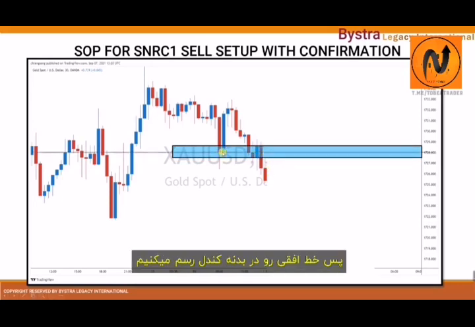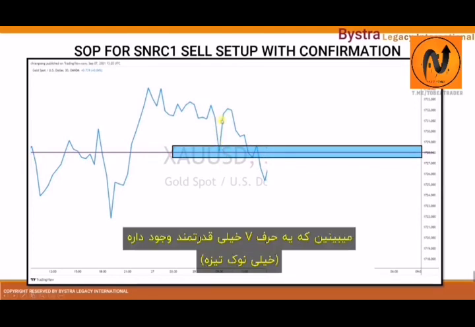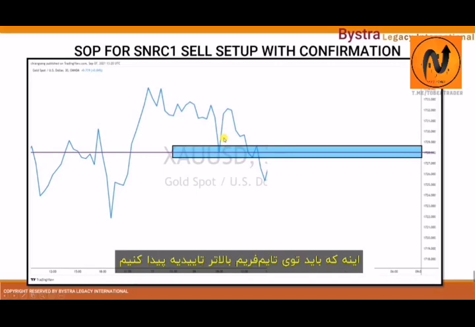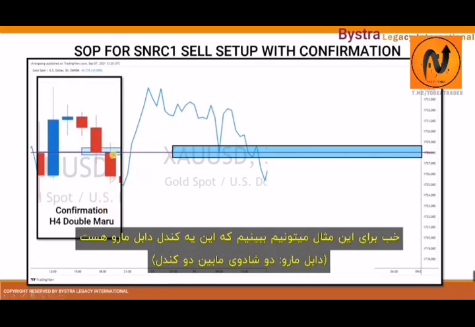So we mark the horizontal line here at the body candle. And then we move it to the line chart. When you move to the line chart, you can see that this is a strong capital letter V. Next thing, what should we do? We need to find the confirmation at the higher time frame. Since this is an M30 time frame, we will look at the H1 or the H4 time frame. Normally for this case, this is a double Marubozu candle engulf.